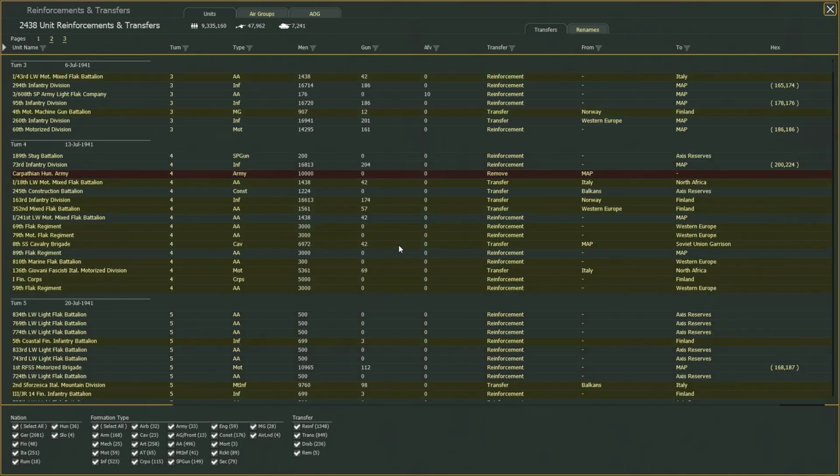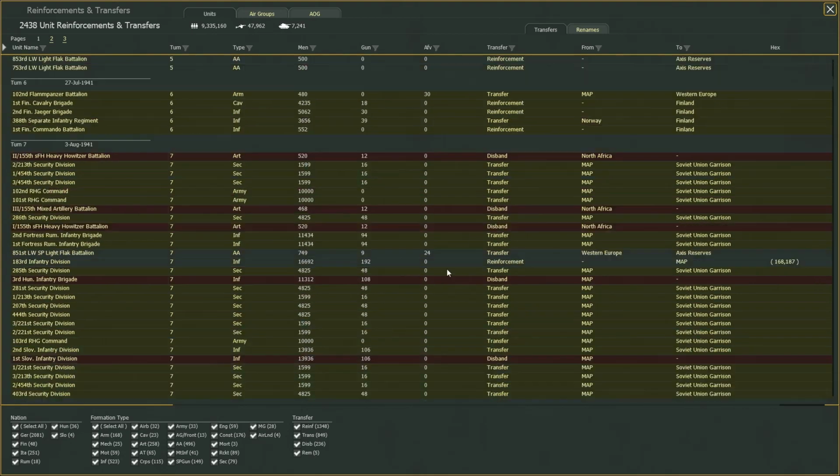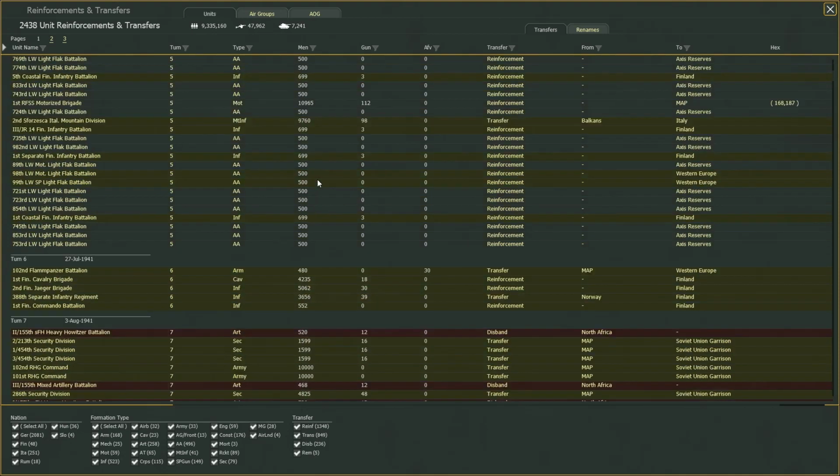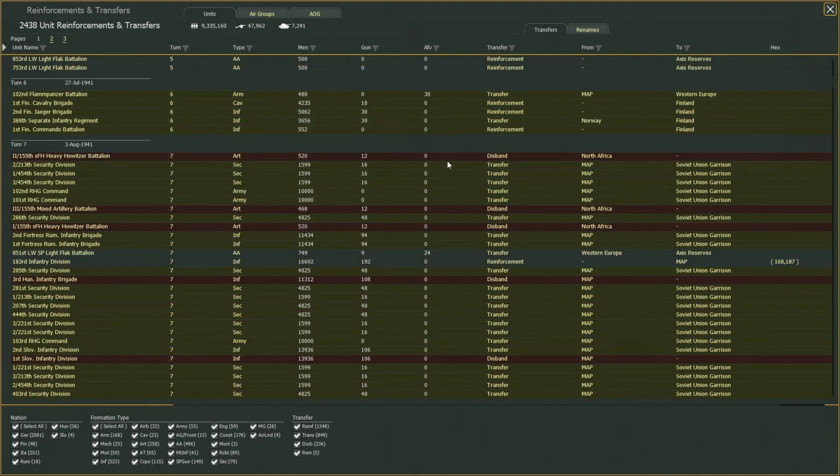Now, the difference between removing a unit and disbanding one is that when you remove the unit, all of the elements of this unit will vanish. They will disappear. While when a unit gets disbanded, all the elements of the unit will end up in the production pool so that they can be used to reinforce other existing units.